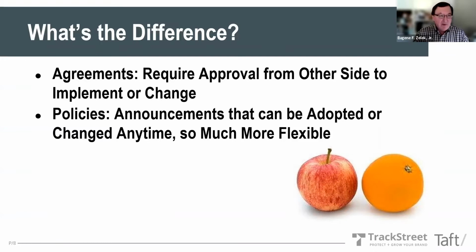Far more powerful are policies, unilateral policies, which are really announcements that can be adopted or changed anytime. So it's simply much more flexible. So with a policy, you don't need anybody's approval. In fact, you avoid that. They are just announcements. And they work on kind of a legal fiction, which is sort of interesting, which is, hey, we're saying that you have to exhibit this kind of behavior. If you don't, that's fine. It's your choice. You can decide what you want to do, but then bad things will happen to you.